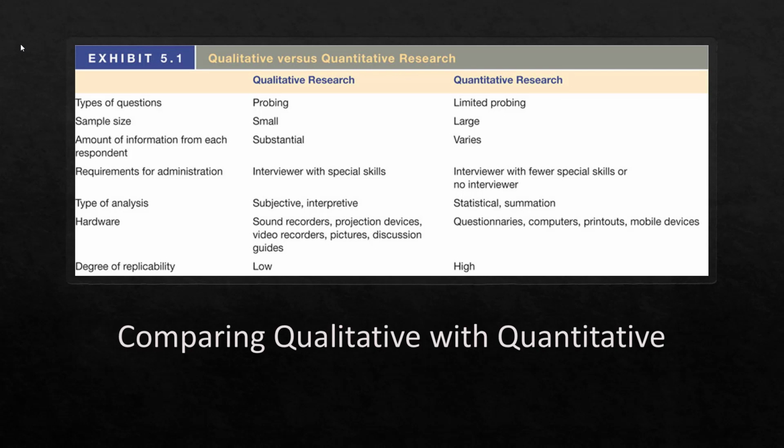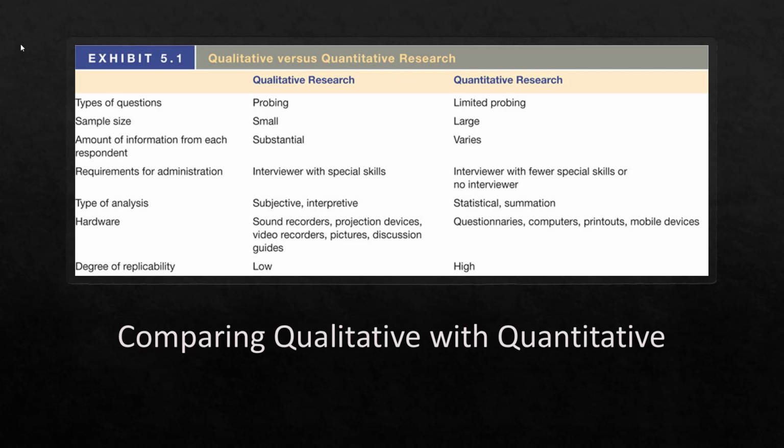Then the second difference is about sample size. Qualitative research typically uses a small sample size. By small, we're talking about maybe 5, 10, 20, and usually within 50. While in quantitative research, we tend to use large numbers. We talk about hundreds or sometimes thousands of respondents included in a study.